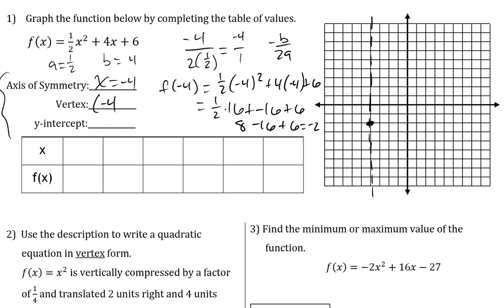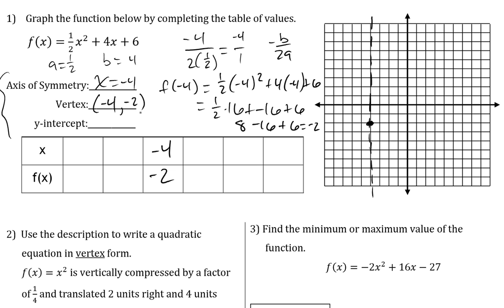That's the vertex, on the axis of symmetry. So somewhere along in here, I want to include that value in the center of my table. So I'm going to write it right here. When x is -4, y is equal to -2. Great value to have in this table. The vertex is -4, -2.